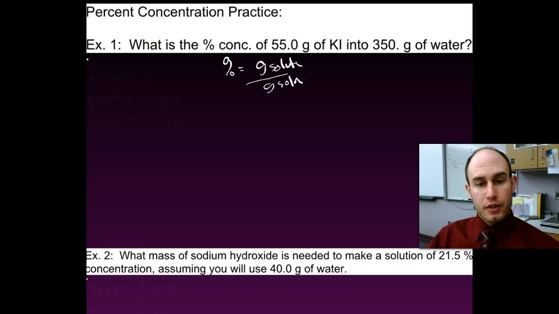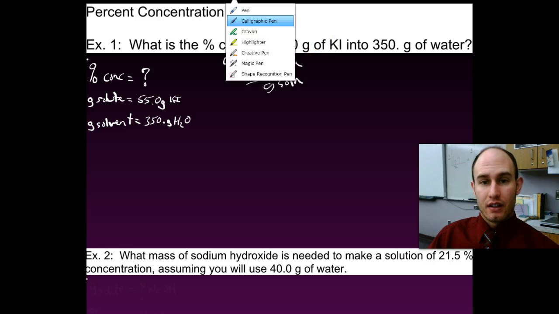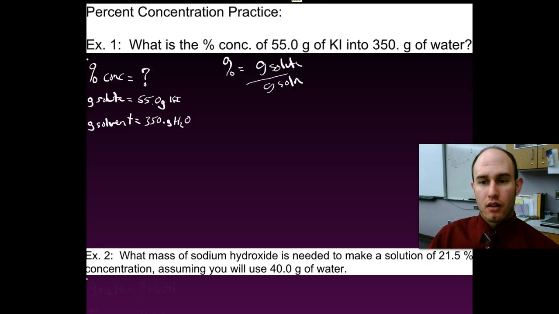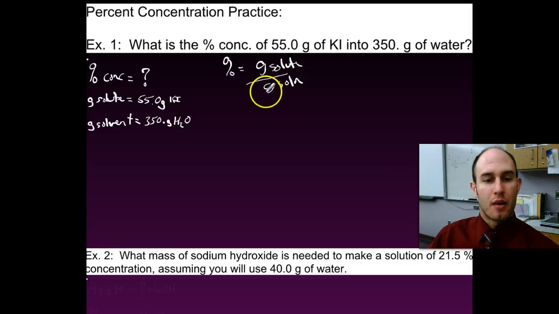So in this problem, you're asked to find the percent concentration of 55 grams of potassium iodide in 350 grams of water. Well, let's identify our variables, our givens and unknowns here. We actually have percent concentration unknown. If 55 grams of potassium iodide are in 350 grams of water. So let's set this up here.